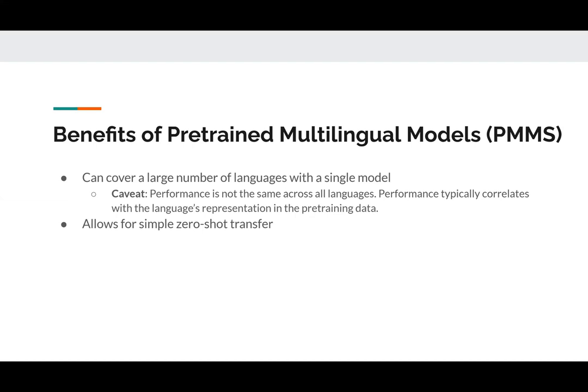This is with the caveat that performance is not going to be the same across all the languages that the model is pre-trained on, and the performance is going to correlate typically with how well represented a language is in the pre-trained data. So if there is a larger percentage of the data allocated to a certain language, the performance is going to be pretty good. And if there's not much data in a language, then performance is going to be a little worse. And naturally, because it's a single model, zero-shot transfer is also quite simple. You train it once on a source language, and you can just evaluate it on the other languages that you're interested in.